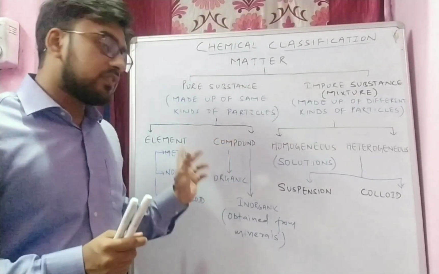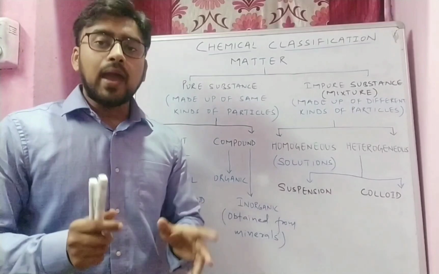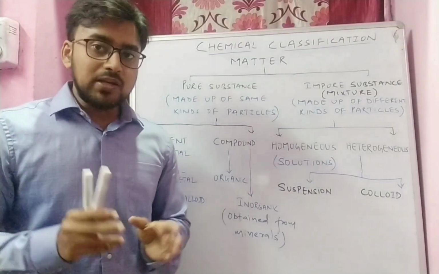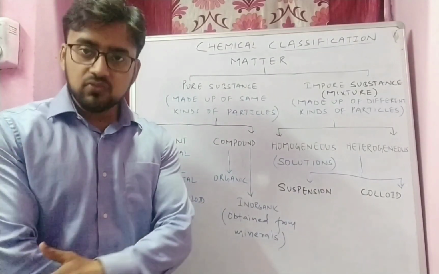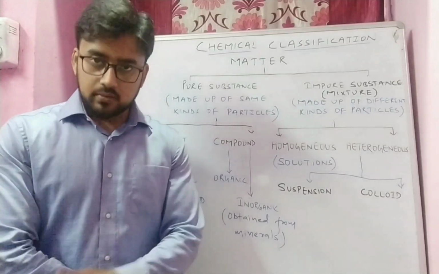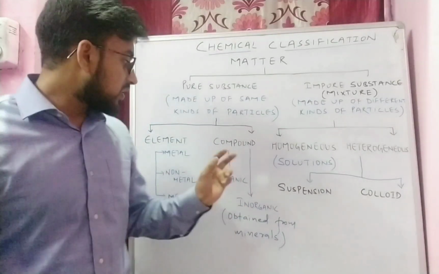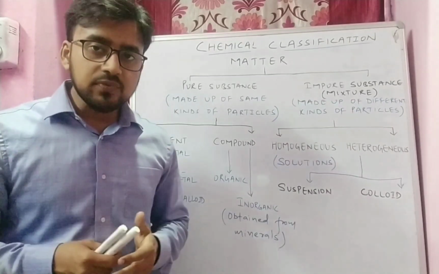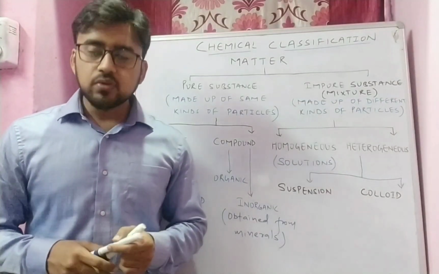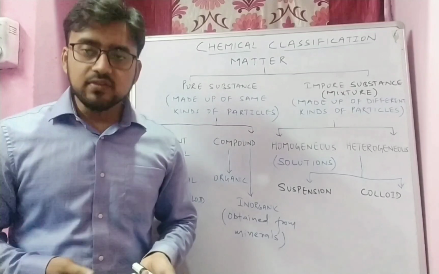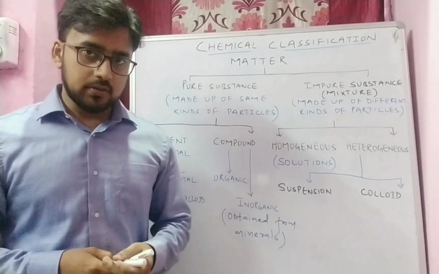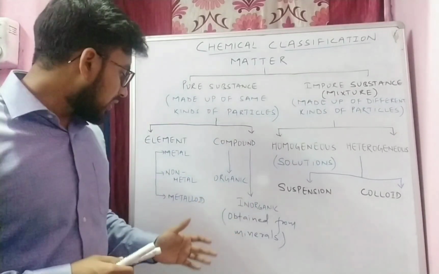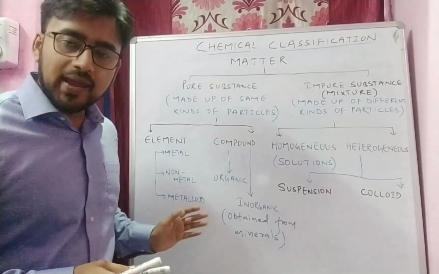It is made up of the same kind of atoms and it cannot be broken down into simpler substances by any physical or chemical method. Again I am repeating, what is an element? An element is a pure substance which is made up of the same kind of atoms and it cannot be broken down into simpler substances by any physical or chemical method. Now this element can be further classified as metals, non-metals and metalloids.